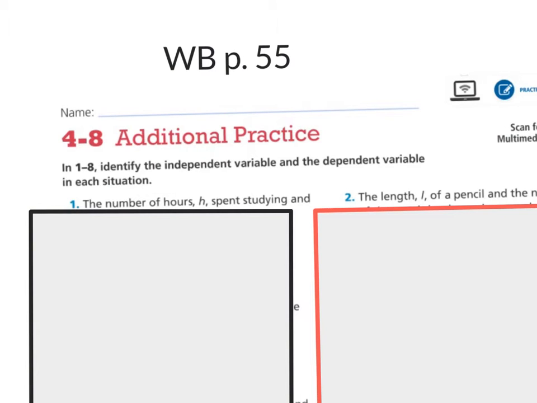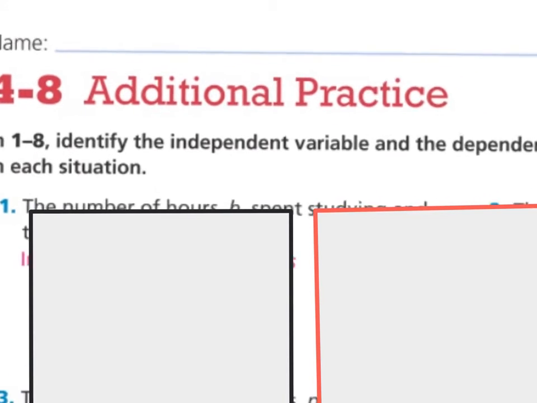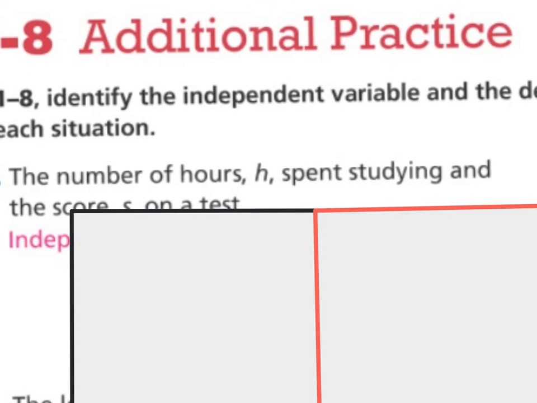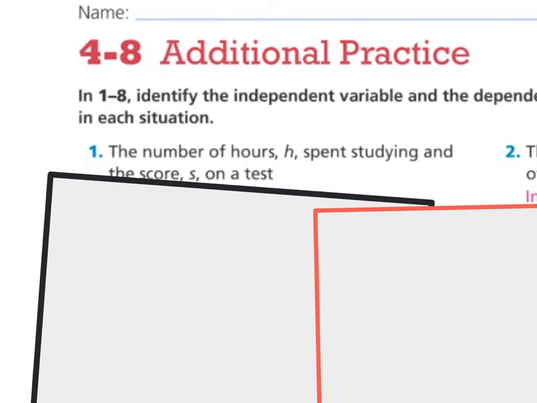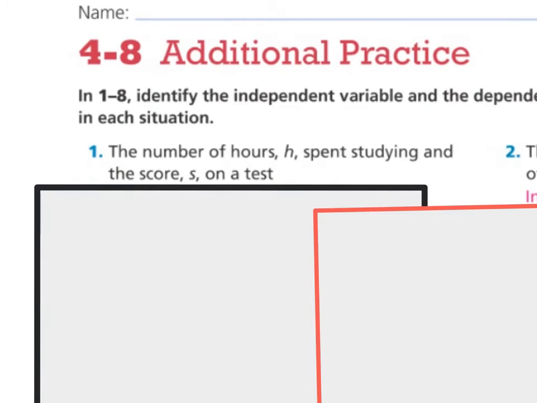Continue our lesson 4.8 on dependent and independent variables. If you look at workbook page 55, the first part asks us to identify independent variables and dependent variables in each situation. So again, thinking about which thing depends on the other. If we look at the first question, we have the number of hours H spent studying and the score on a test. So we want to think about which one depends on the other.